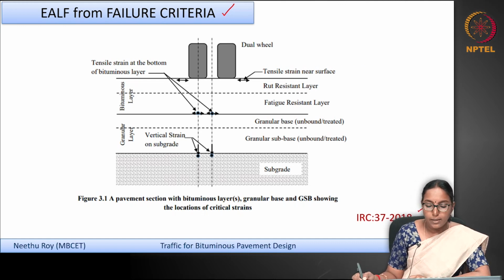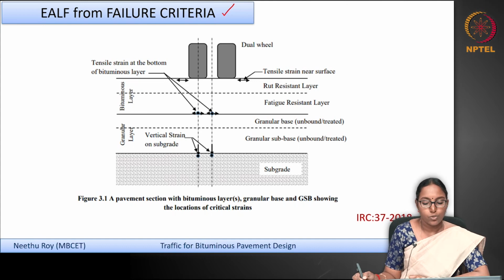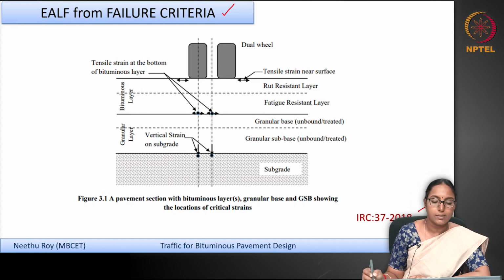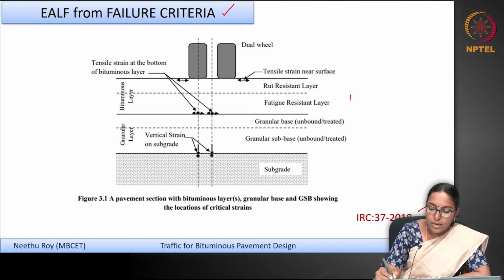The two critical strains or the two critical failure mechanisms that are considered for the pavement design as per IRC 37 are one, the rutting in the pavement structure, and the second one is fatigue cracking. Okay.